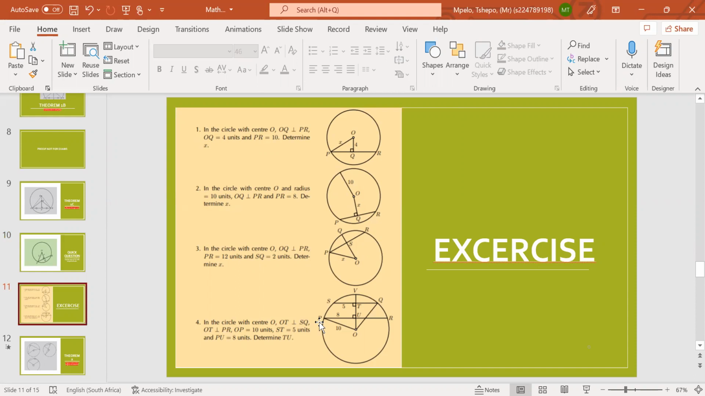It was your first time doing this theorem and you got the answer right. So I'm pretty much sure that you're going to get more answers right.